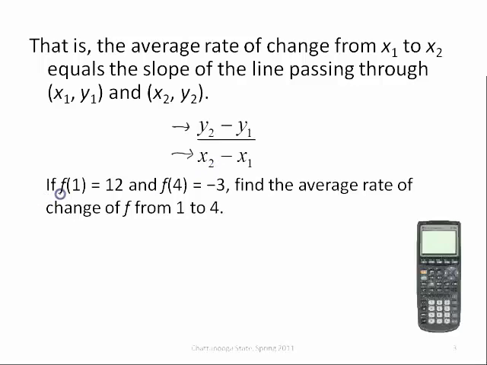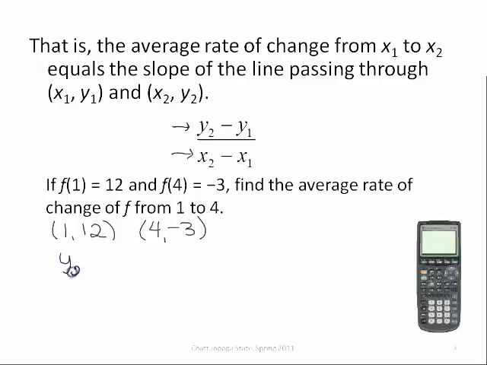So let's look at this function. I know that f of 1 is equal to 12, so that gives me the ordered pair 1, 12. And I also know that f of 4 equals negative 3. So that gives me another ordered pair 4, negative 3. In order to find the average rate of change from 1 to 4, this refers to my x value of 1 and my x value of 4. I simply find my slope using these points.